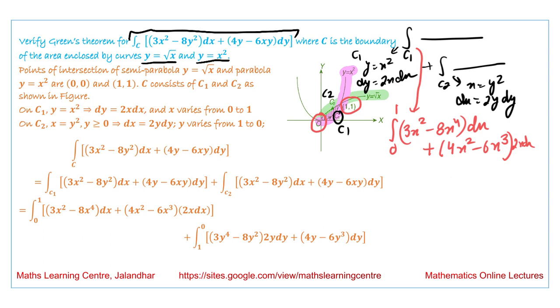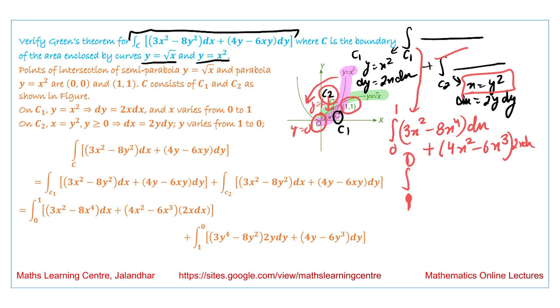Now for this second integral, for C2, the limits of y are varying from 1 to 0, because this curve C2 is moving in this direction. So at this point the value of y is 1, and at this point it is 0, and we are moving in this direction. So we substitute x is equal to y square over here.